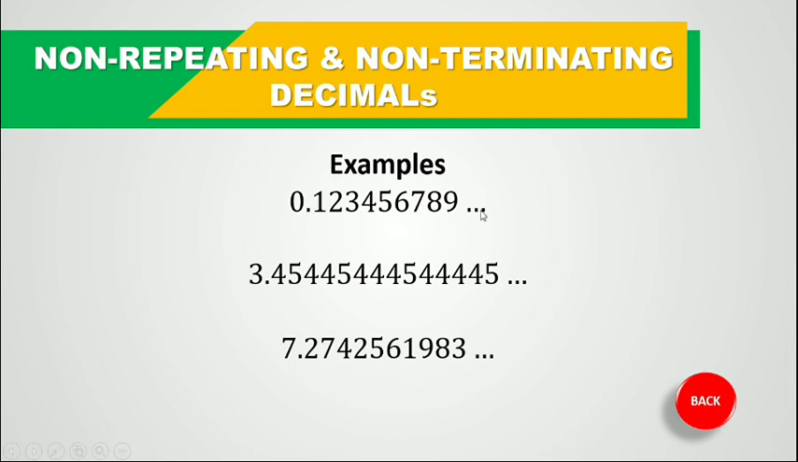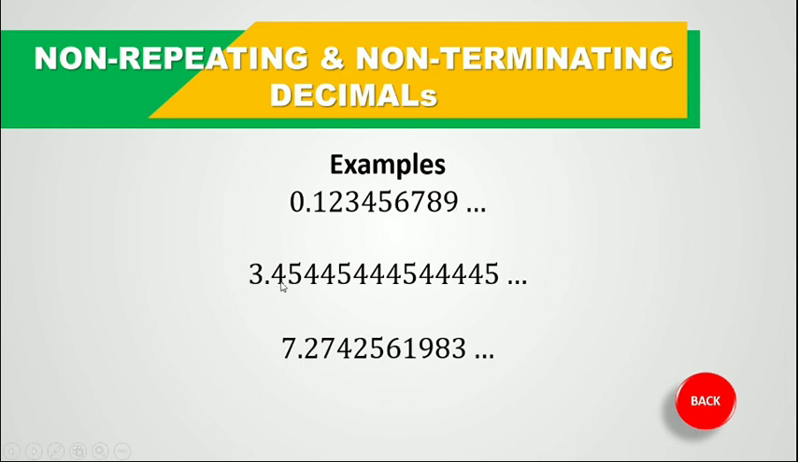So as you can see, there is no repeating and it's non-terminating. It doesn't stop, it never ends. That's what the ellipsis means. So understand that it's infinity. It's this kind of decimal that never stops. So they are non-repeating and non-terminating decimals.